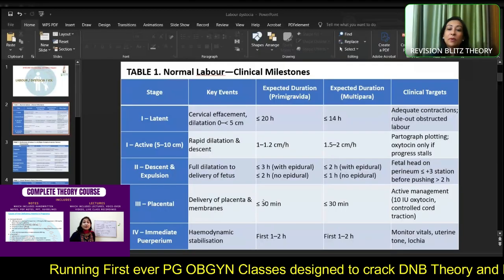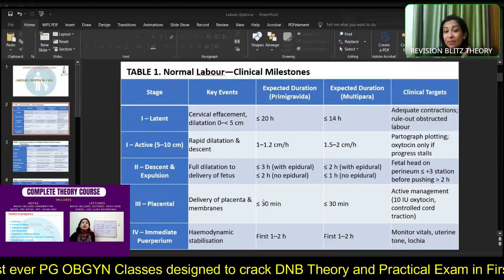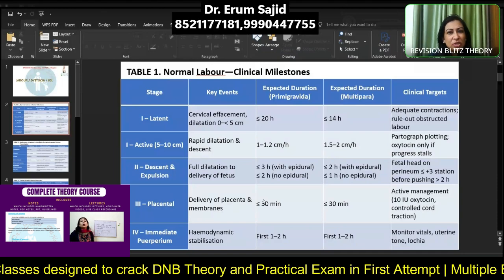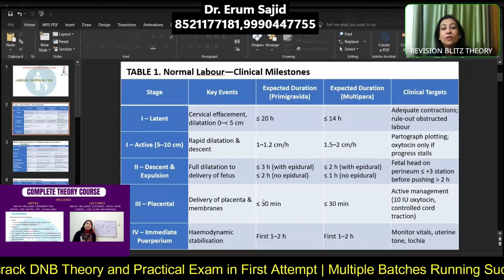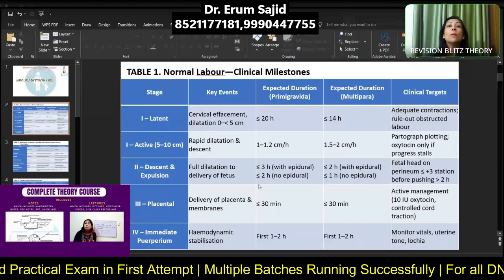And then, of course, the immediate puerperium, where basically your aim is to stabilize the patient. So hemodynamic stabilization: patient vitals to be checked, urine output to be seen, episiotomy to be checked again. All these things you have to make sure. Okay, so this is normal labor going on.